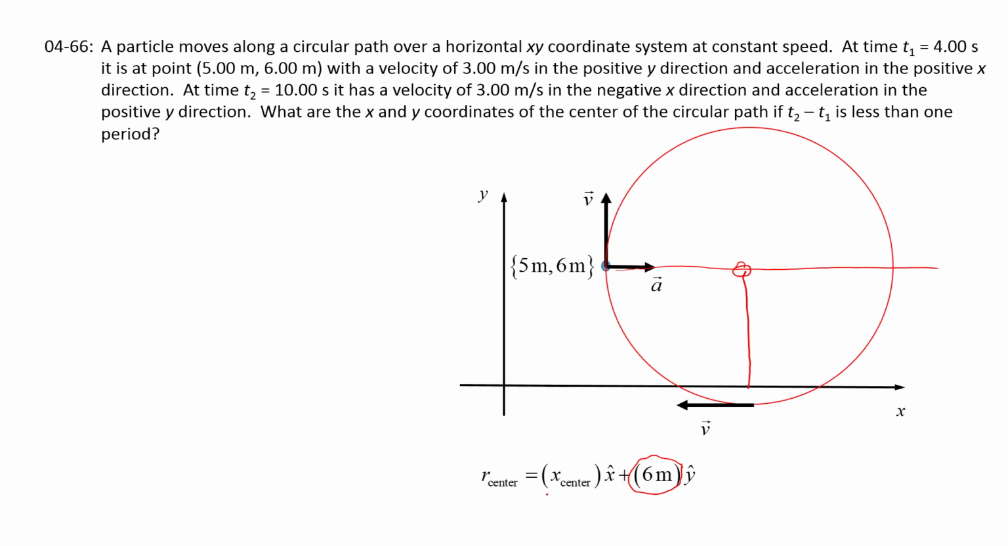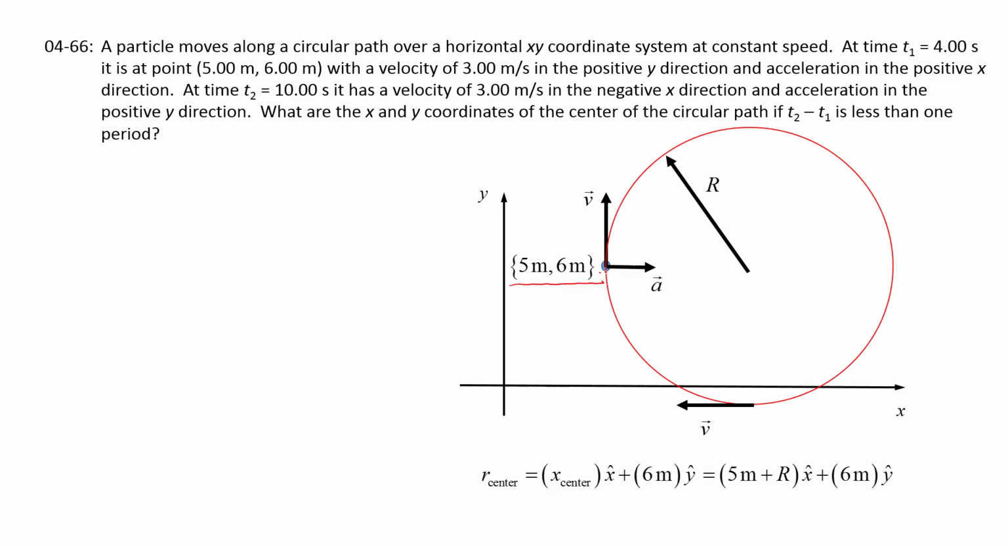And then the question is, what's the x position of the center? You can see you can make a little more progress by recognizing that if we know the radius of the circle of the motion, then we know that we're over a distance of 5 meters at that point, and then we're over another distance r to get to the center.